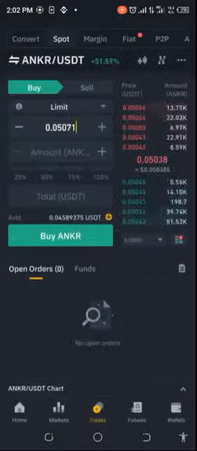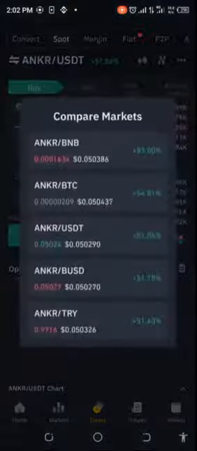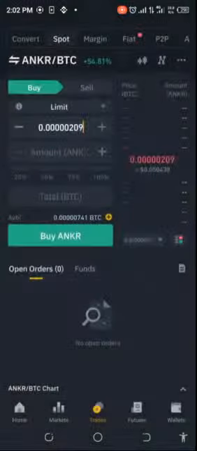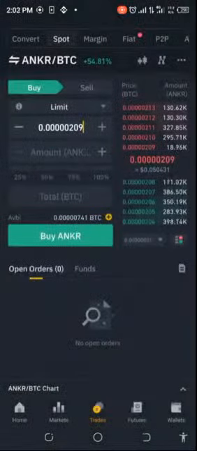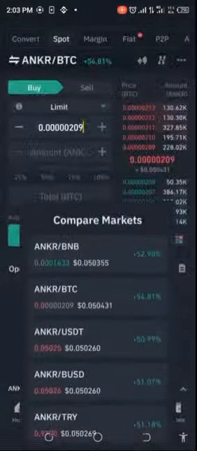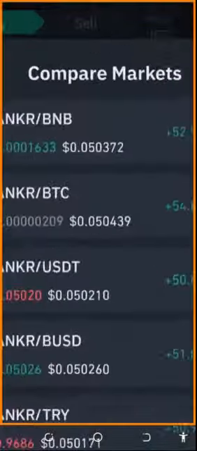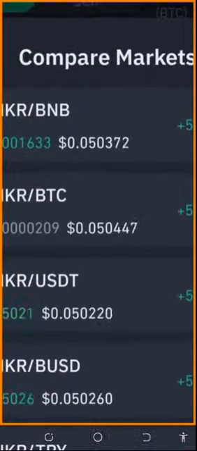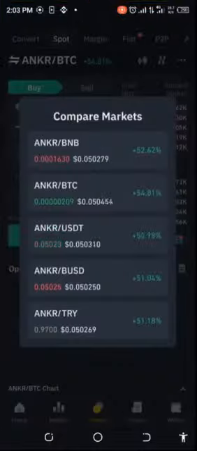Okay, so let's go to the compare markets and pick BTC. Let's check what it is, because we want to make sure that we don't sell it at a loss. It's currently on 0504. I'm just going to wait a little for it to get to 0510. Once it gets there, I'll be back to place my sell.